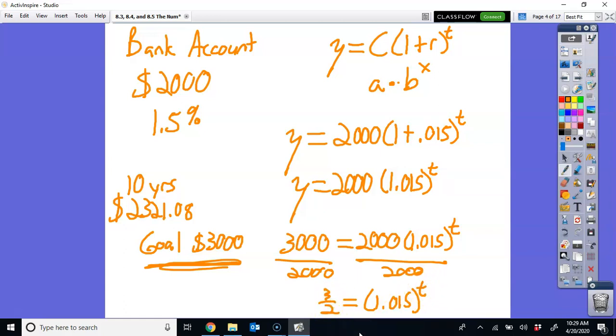So what you would be trying to find is what exponent I should use for t to get to 3 halves. What should I raise 1.015 to, to get to 3 halves? Now, while that sounds like, oh, I get it, Mr. Harrison, I just plug in a bunch of numbers for t until I get the right answer. Yes, that would work. But in math, mathematicians are always looking for a quicker way to find the answer.